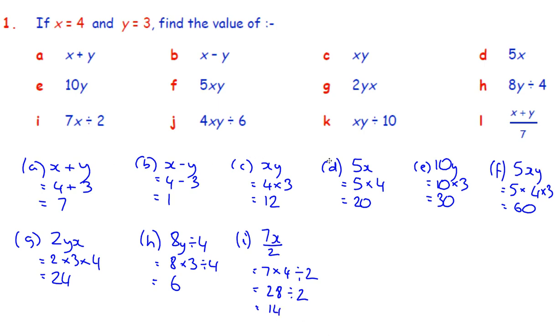Okay, so the order of operations hasn't really come into play at the moment. We haven't found anything that's more important. We've got multiplying ones here. Let's have a look at J.